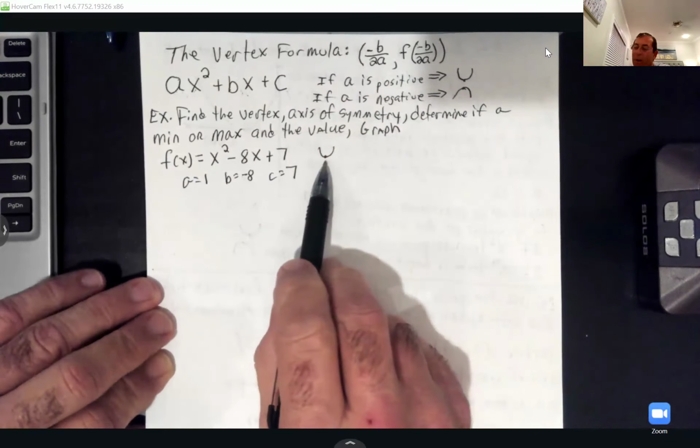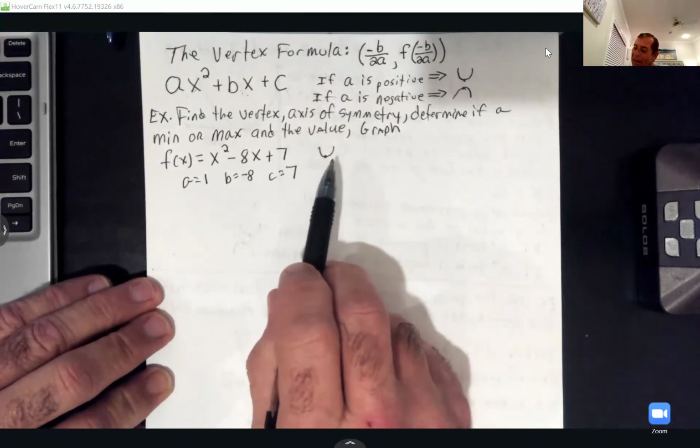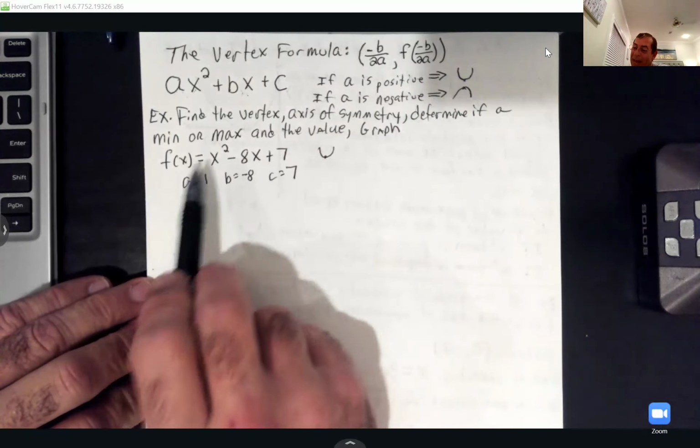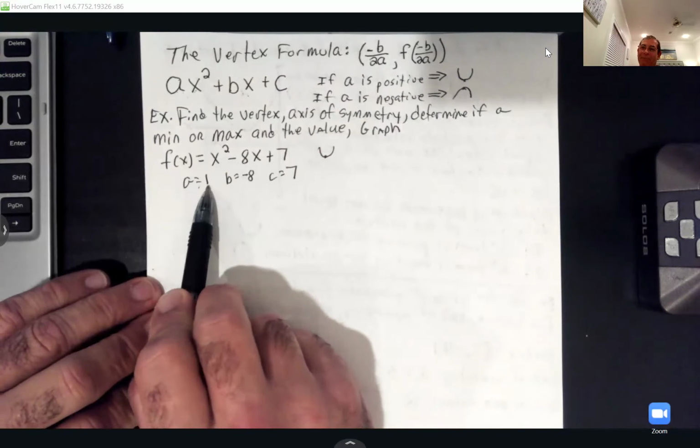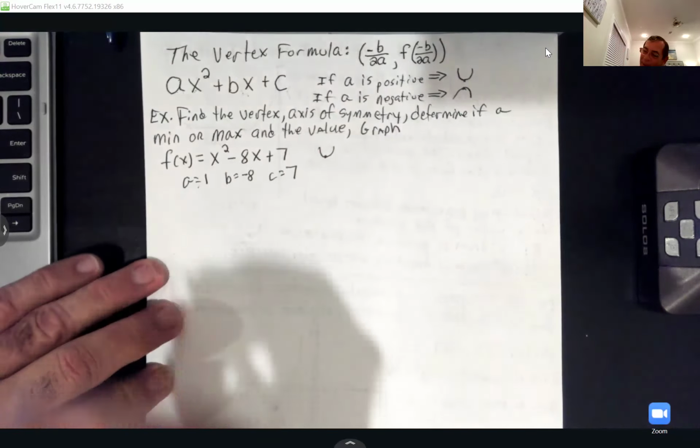So I'm going to just draw my parabola there to remind me that, hey, I got a minimum here because of that A being positive, okay? All right, y'all. So first, let's work on the vertex. Let's get the X value. Because remember, I can't get that Y value until I know my X value.